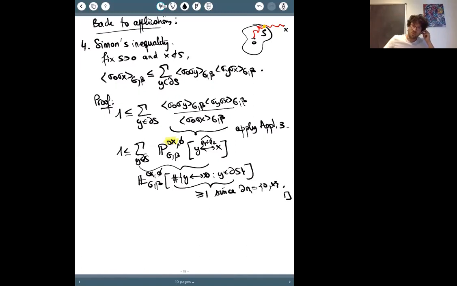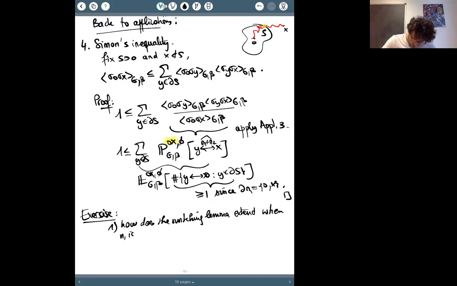Okay, so I really think it's a beautiful game to try to recover all the correlation inequalities of Ising using random currents. And you can play with many, many of them. By the way, to make you play with that, let me give you an exercise. The exercise is the following. First question of the exercise, how does the switching lemma extend when N1 is on a graph G and N2 on a graph H, which is a subset of G? Okay? I recommend to try to look at that.